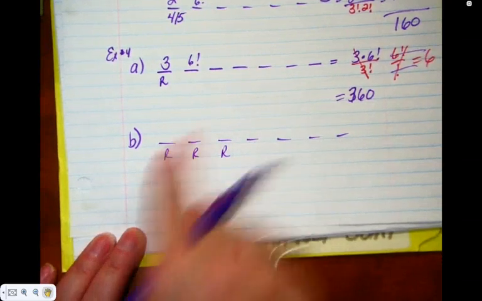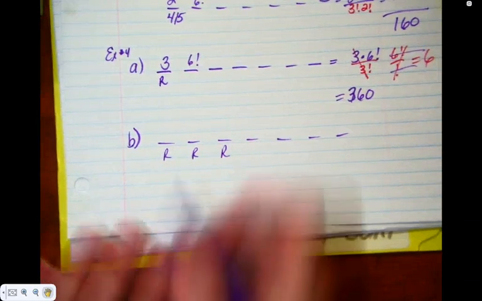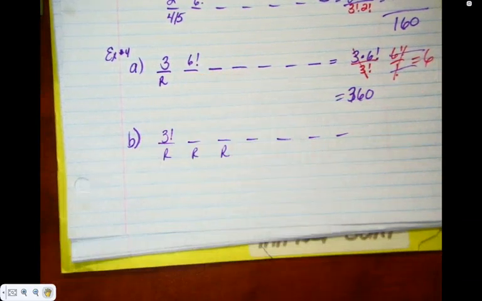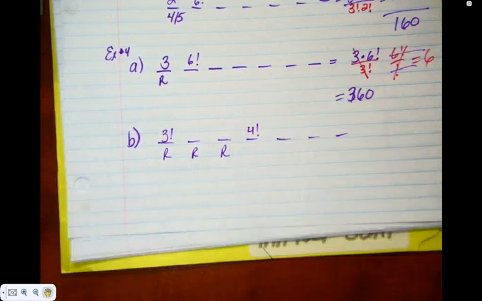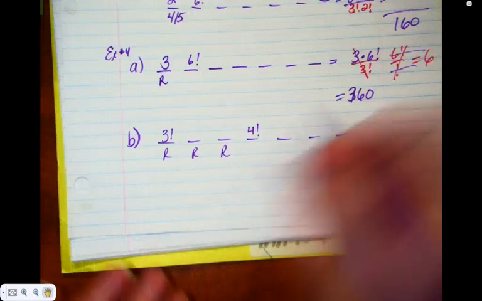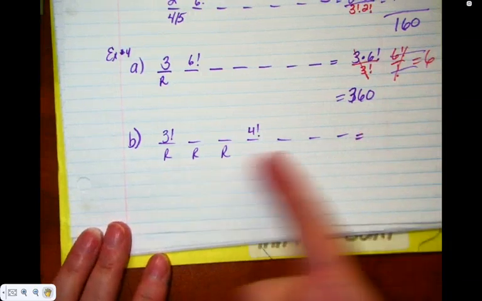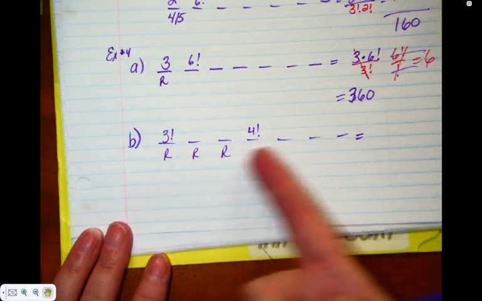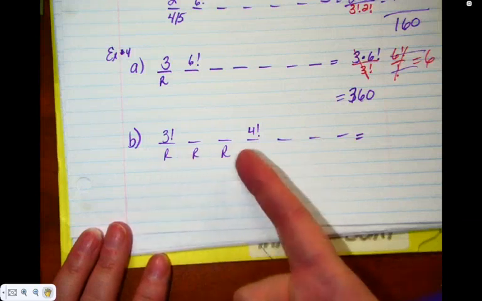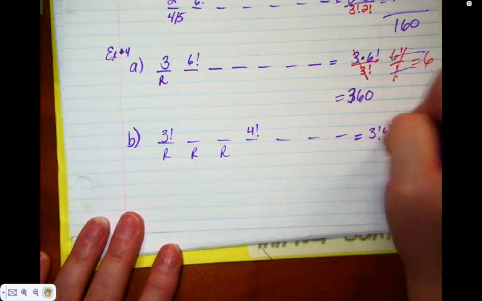This is showing your work, by the way. 3, 2, 1, or 3 factorial, doesn't matter. 7 factorial, 12 factorial. No, just a 3 factorial times a 4 factorial.